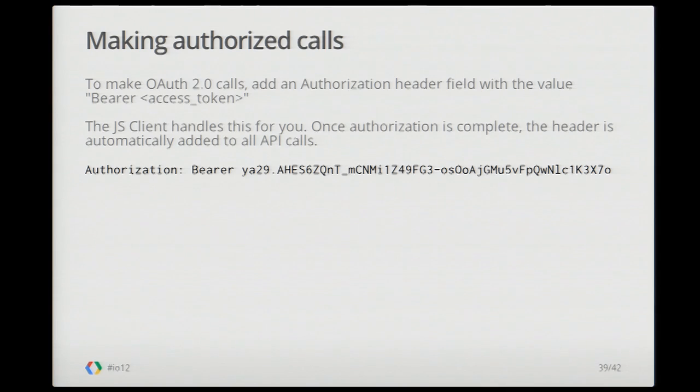So to make an authorized call, like I mentioned, this is done for you automatically by the JS client, but if you're using CORS, you need to set this yourself. And the way you do that is you set up one header called Authorization, where the value is the string Bearer plus the access token. And this is an example access token, which is, of course, long since expired.